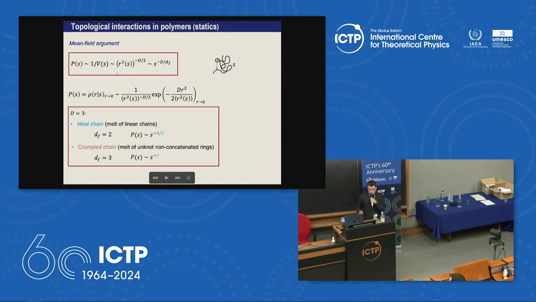Okay, and then we can apply this argument for our systems. For the system of linear chain with fractal dimension 2, it gives the famous -3/2, while for the system of rings with fractal dimension 3, it gives -1. So it's a very straightforward argument, which is well known in the field, yes?